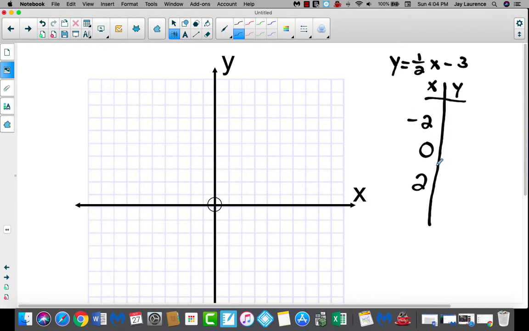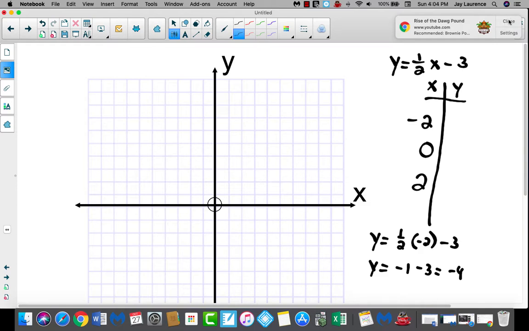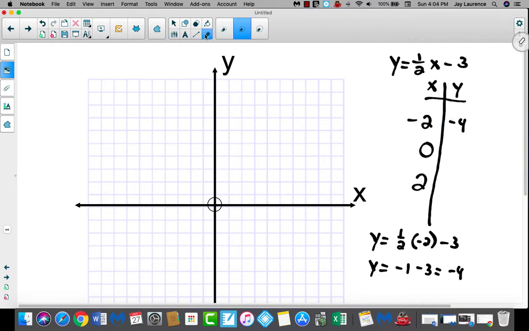All right, so now I'm going to do my math, and I'm going to do y equals 1/2 times -2 minus 3. Well, 1/2 times -2 should be -1, minus 3 should be -4. So this will get me -4 right here. Okay. Now, don't you ever erase work. I just want to be able to fit it all on my graph. Okay.